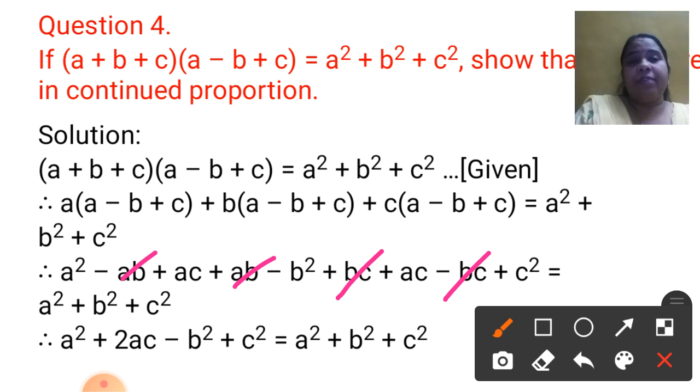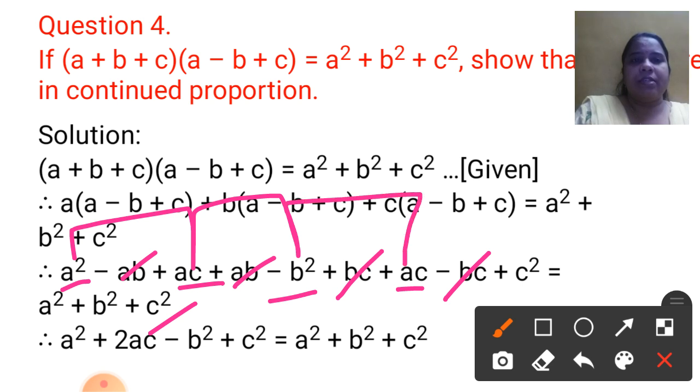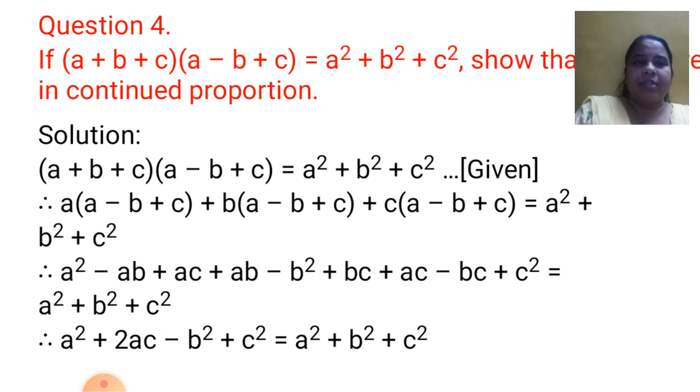Right? So now what is left on the left hand side? A square, plus AC and AC. It will become 2AC. So A square plus 2AC plus C square, and this minus B square, okay, is equal to A square. I hope you're understanding. See again what is left on the left hand side. A square is left, AC is left, B square is left, and again AC is left, right? So this AC and AC will become 2AC. A square as it is, plus 2AC, minus B square is this, and plus C square is it, okay?